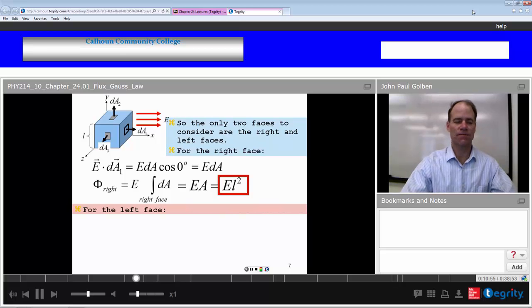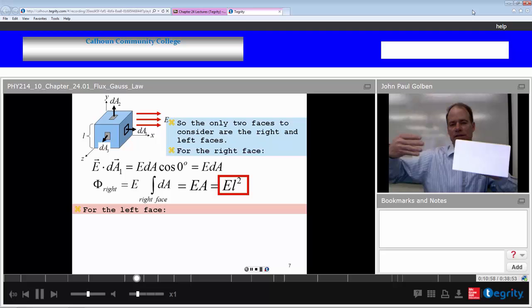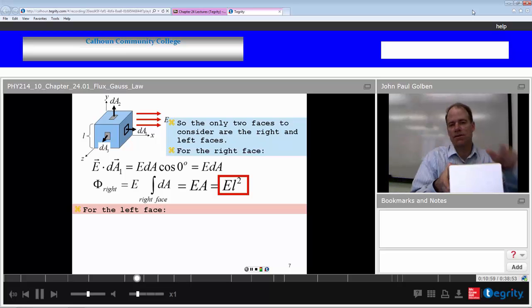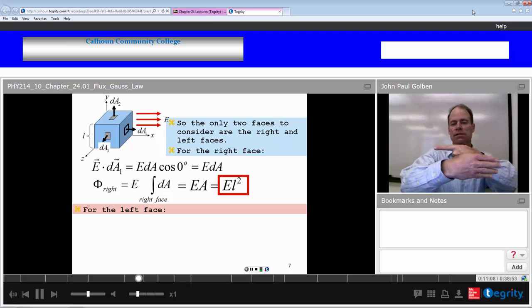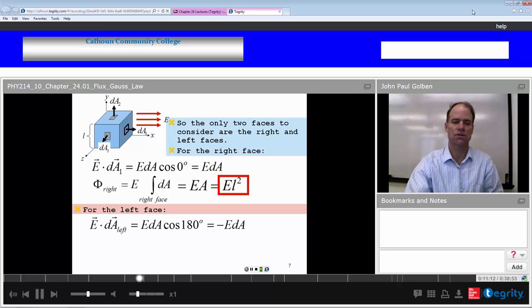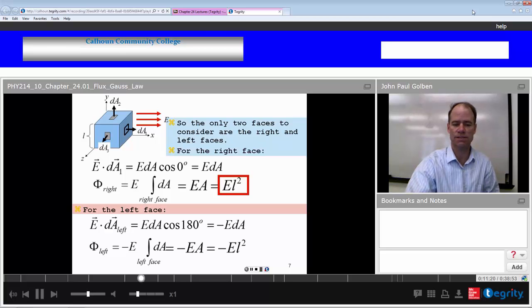What about the left face? Flux lines are coming in this way. The area vector is going normal to the surface outward in the negative x direction, if you will. And there's going to be 180 degrees opposite direction to the two vectors. So we're going to have E dA cosine 180, which will give us a -1. Integrate that over the left face, and we get a flux of a negative EL squared for that.